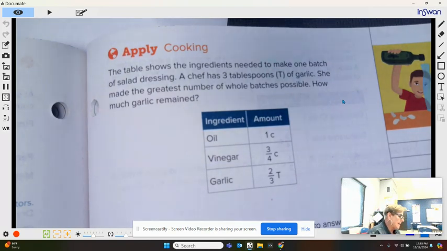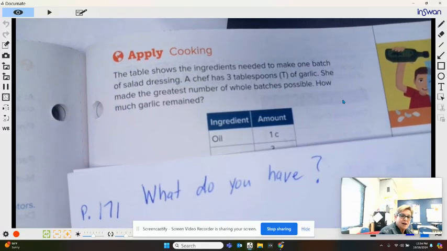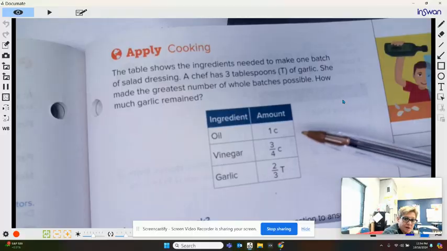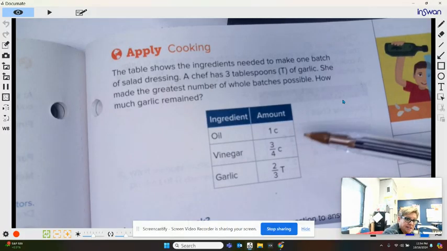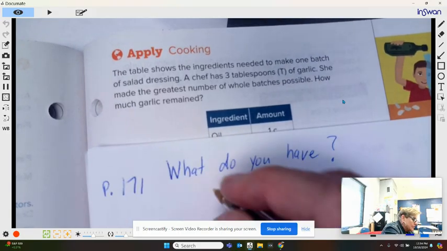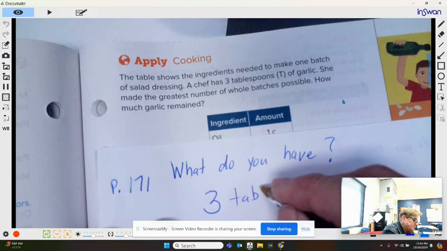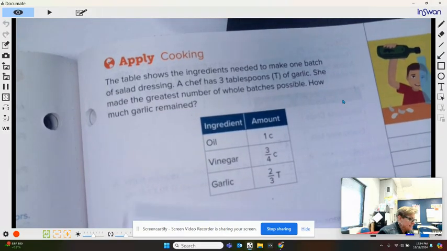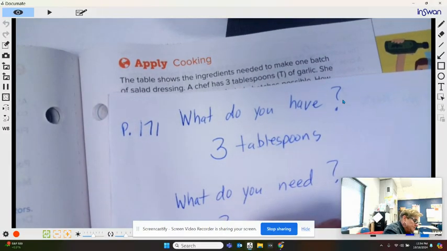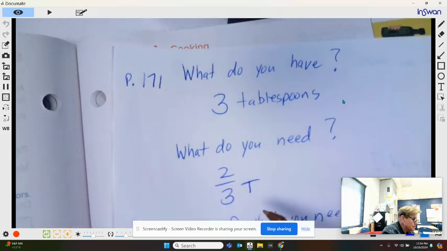So when you look at it and you understand what those values mean, here's my recipe: 1 cup of oil, 3/4 of a cup of vinegar, and 2/3 of a tablespoon of garlic. It tells me that I have 3 tablespoons of garlic. So that's what I'm splitting, the 3 tablespoons. How much do I need? Well, the problem says I need 2/3 of a tablespoon.